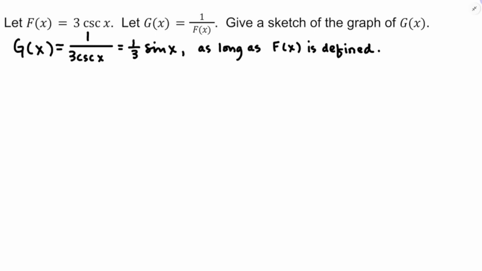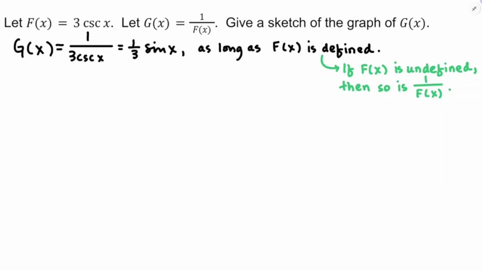This is one of those situations where g is not always going to be defined, even though 1/3 sine x is. And I think the best way to convince you is that if f of x is undefined, how are you going to take 1 over undefined? That doesn't make any sense, right? That's not going to work. So g of x is not going to be able to be defined anywhere f of x is undefined.